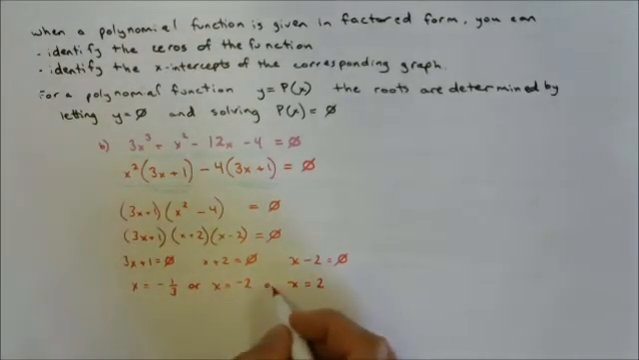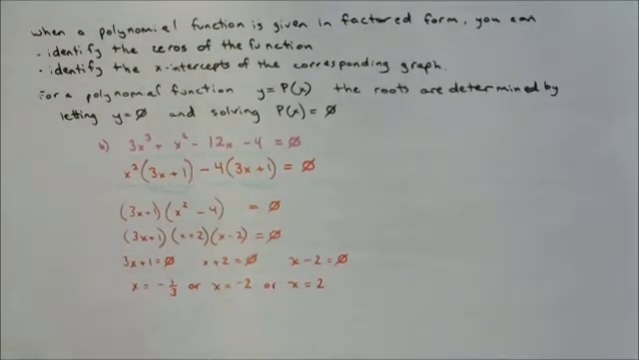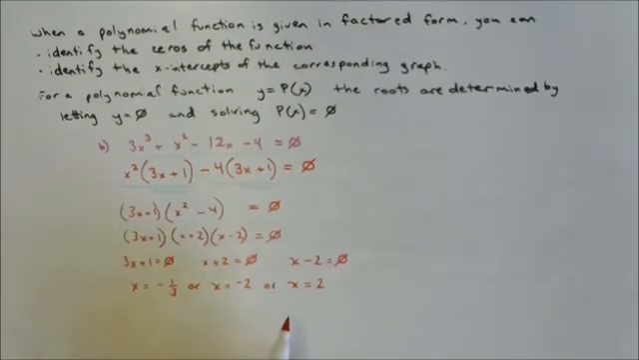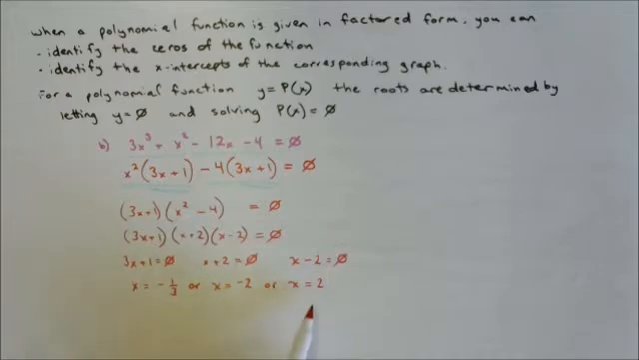I put the word or in those. Why do we use the word or instead of and? X can't be two things at the same time. So it can't be negative 2 and 2. But as you move along the graph, let's say, you can come to the position of x equals negative 2, or you can move along to x equals 2, or you could be at x equals negative 1/3. And those are all solutions, okay? Good, good.